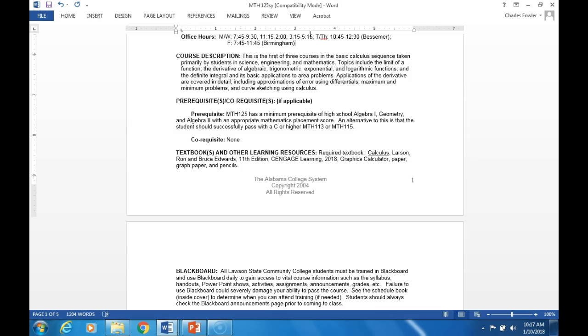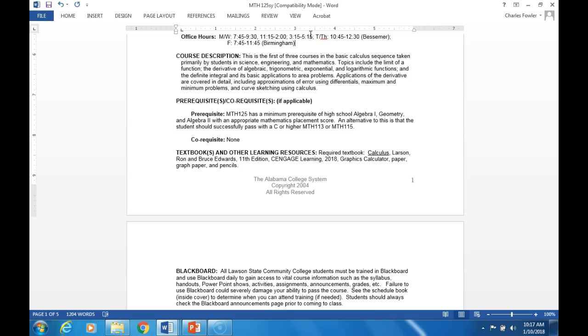And this is the 11th edition. It's a 2018 book, which means it should be good for a few years. So even after you finish the sequence, we'll still be using it the next time. So you should be able to, if you need to or want to, sell it back.